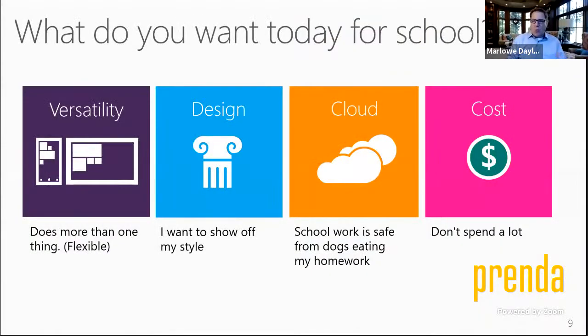So the next thing we'll talk about, what do you want for your school? And here are some general principles that many people say. Now, you all built your perfect computer. The great thing about that is you build a computer that you want for your needs. And you'll see these designs are great. But here's kind of generally what people look for. In versatility, they want things that do more than one thing. So a very versatile computer. And we've got some great examples of that. Some people want to show off their style. So the design elements are really important.